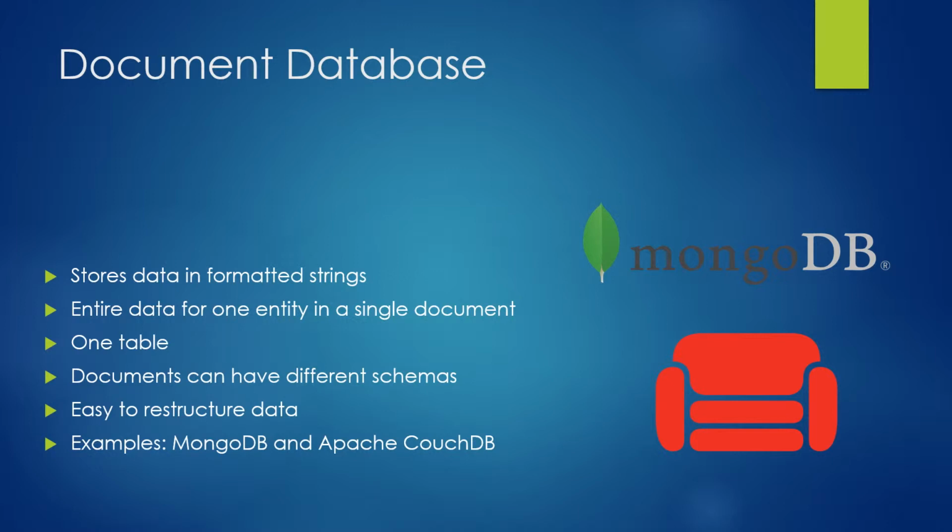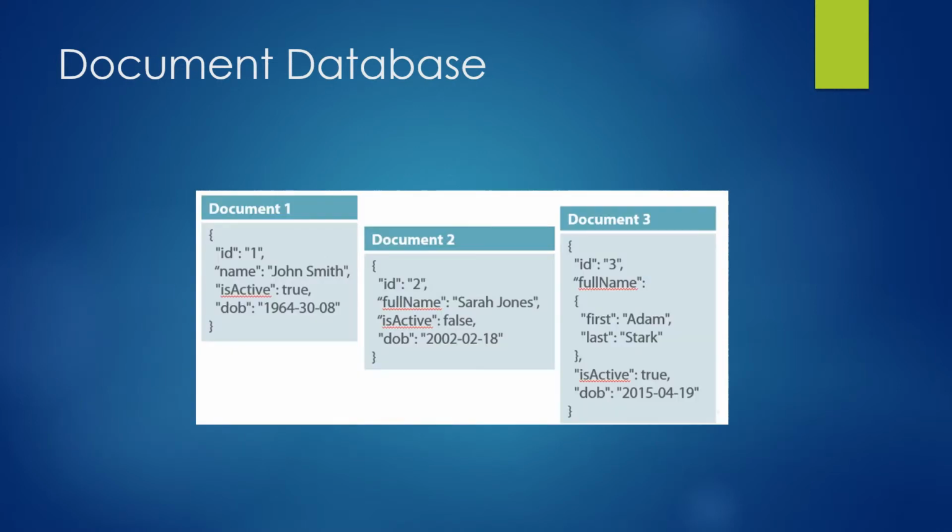One of the great advantages of this type of data storage is that it's easier to restructure the data. The database uses a key to access individual documents. This key can be auto-generated or based on some unique value in the document. This is a visualization of a document database. While all three documents have ID fields, the name field is different between document 1, 2, and 3.